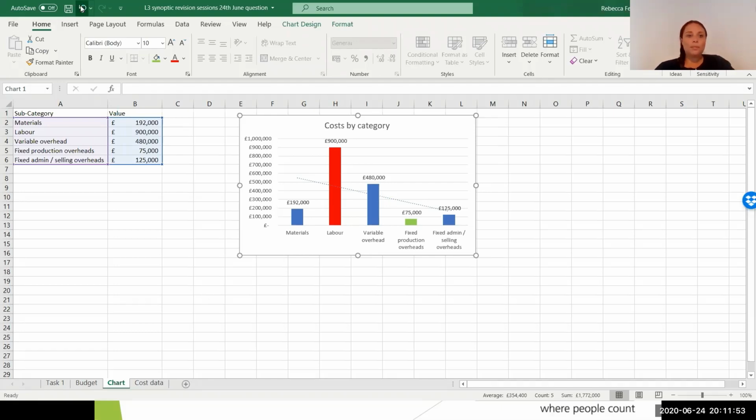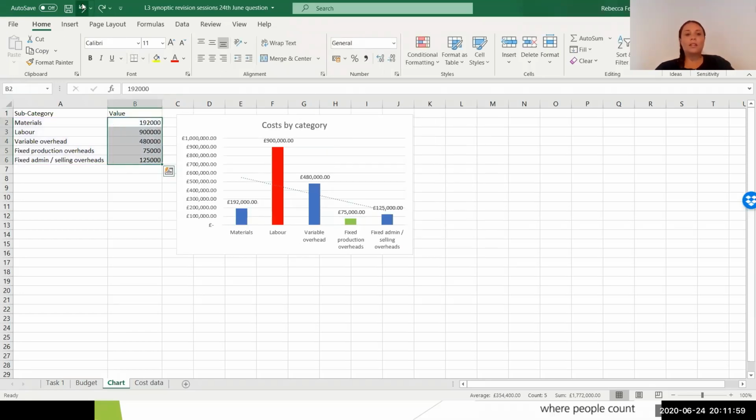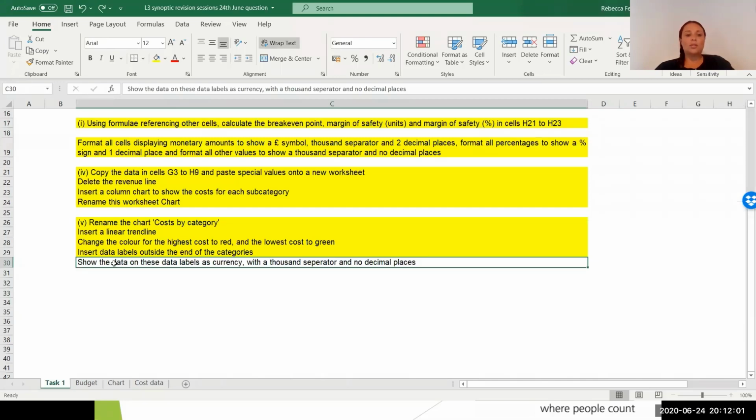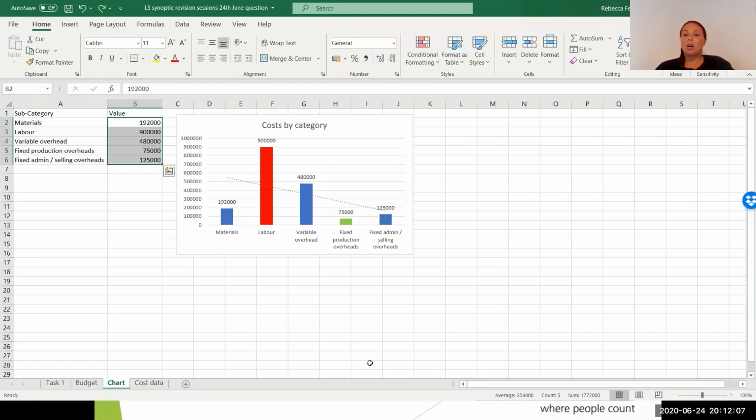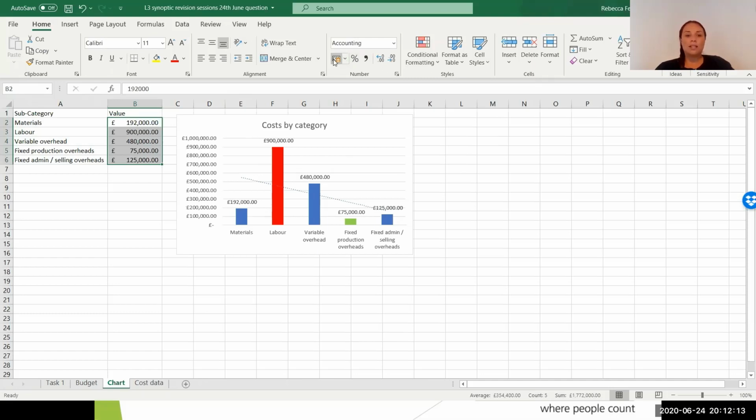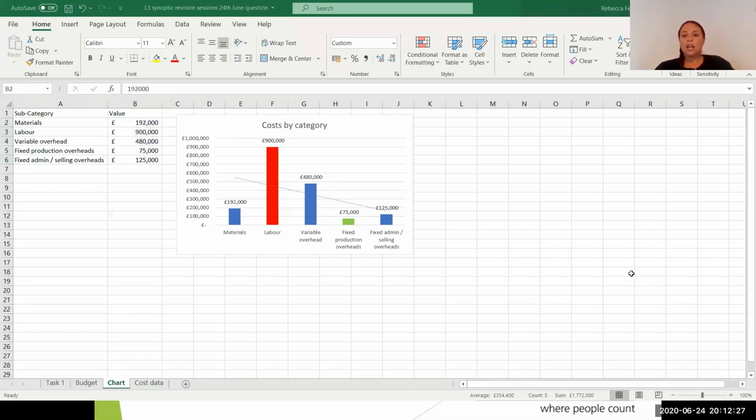Yeah, absolutely no problem. So if I just show you what I did there, if I just undo it. The last part of the question was to make it currency with 1,000 separator and no decimal places. You can do it within the graph, but the easier way of doing it is just to highlight those values, turn them into a currency and change them down to no decimal places, and that just automatically updates your graph there. Good. Any other questions on the spreadsheet before I open it up to general questions?